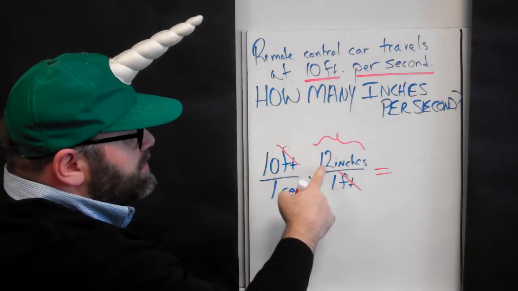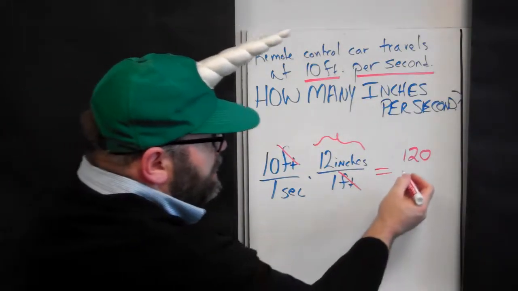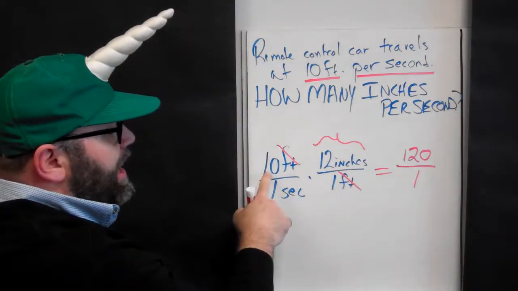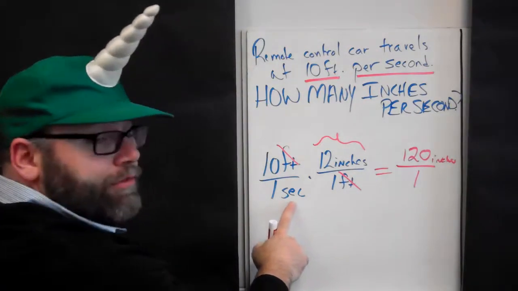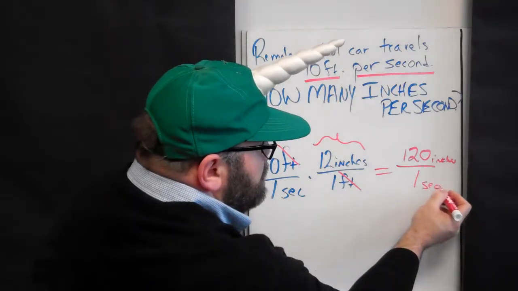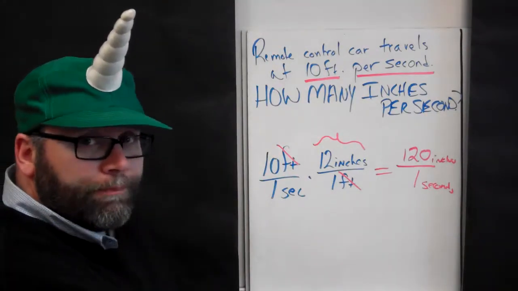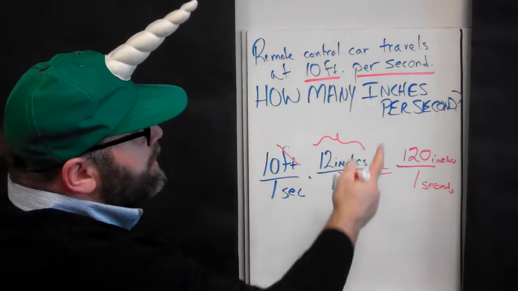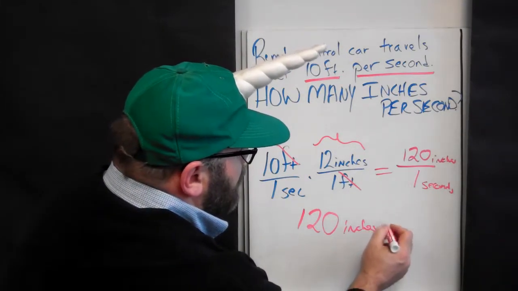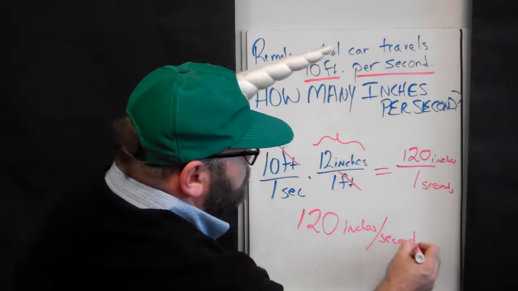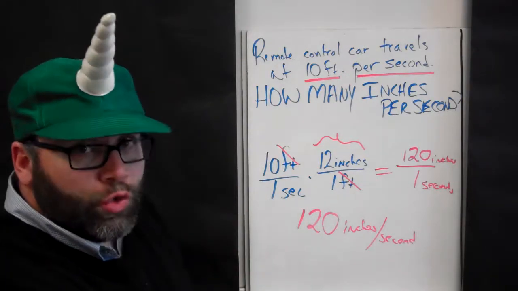So 10 times 12, multiply our numerators, that's 120. 1 times 1 is 1. Here we have just inches, and here we have seconds. So what we found was our remote control car, which for some reason I'm having so much trouble saying, can travel at 120 inches per second. Please note the canceling of units.